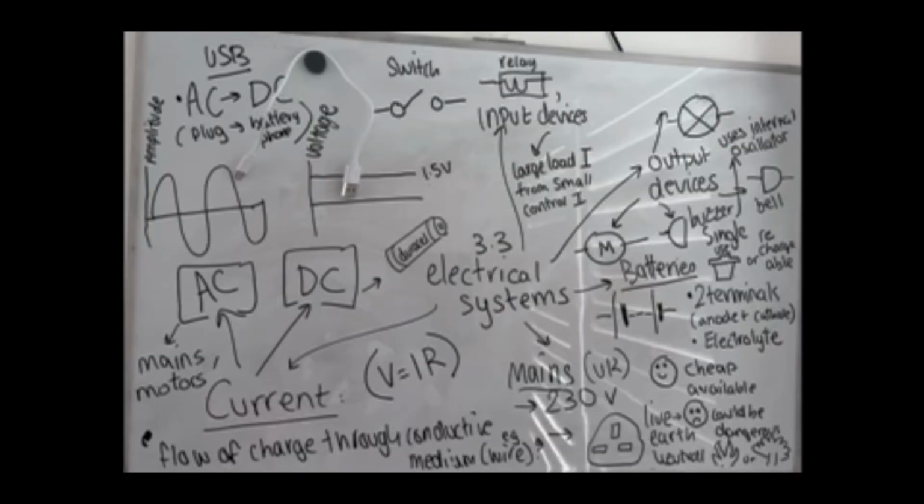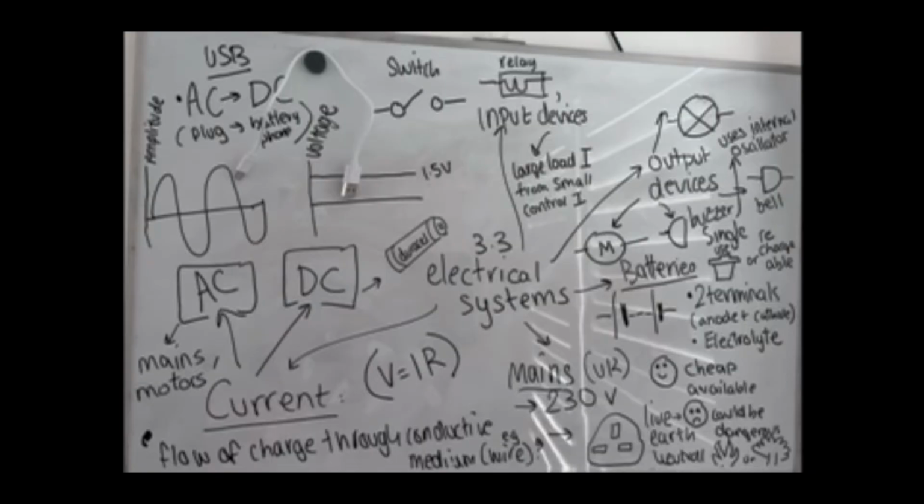For motors and solenoids, this allows movement. And motors use electrical signals to convert these electrical signals into rotary motion. And solenoids use electromagnetism to be converted into either linear or rotary motion.